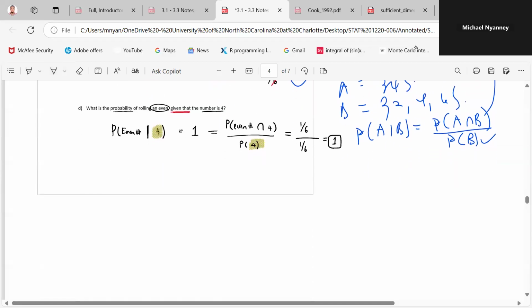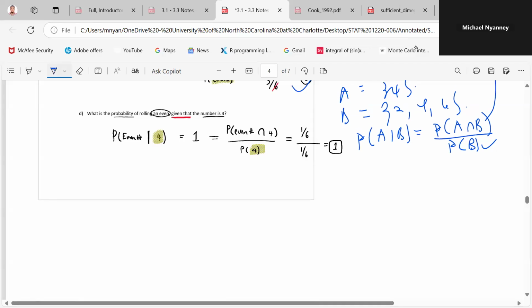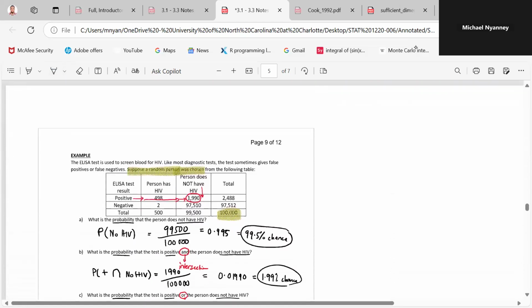Okay, so the same idea applies to the probability of rolling an even number given that we rolled a 4. We know that 4 is even, so the probability that we get an even number should be 1. You can apply the formula, and you can always define your events. A should be an even number and B should be getting the number 4. You apply it, probability of A given B, and you get the same answer, which is 1. Okay, so this is the whole concept of conditional probability.